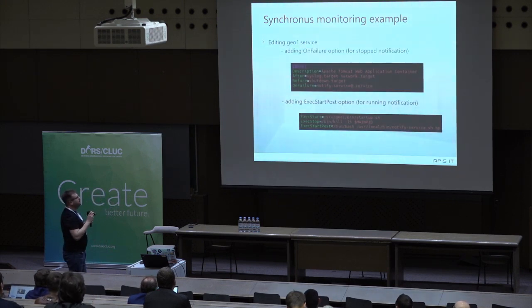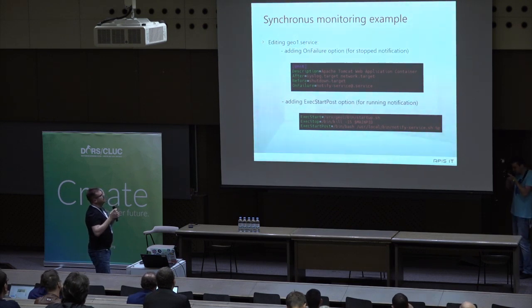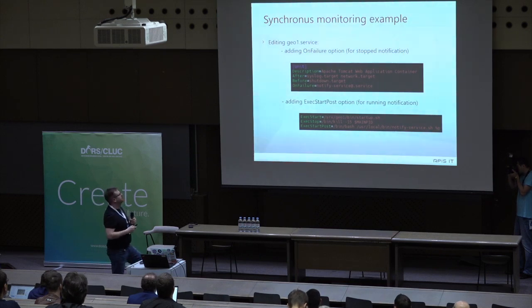Also, we need to edit the service that we are currently tracking. We need to add the OnFailure option for when we have a service problem, and we need to add the ExecStartPost option with /bin/bash. In this instance, we cannot use the OnFailure option with the notify service. Why? Because this is a Tomcat. Tomcat doesn't have root authority, and it shouldn't have root authority.